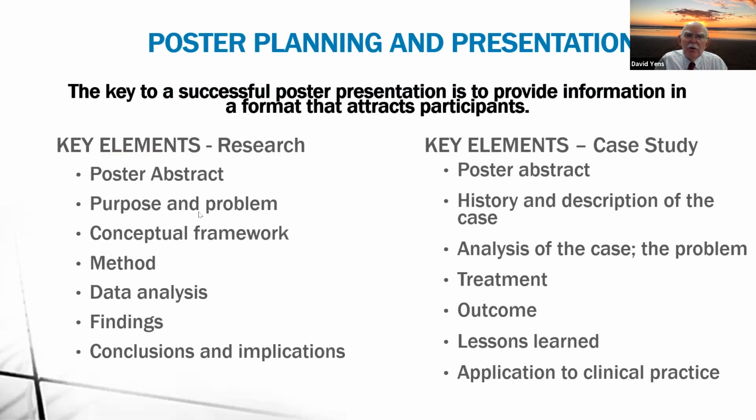So the key elements in research, you have to have a good abstract, good purpose and problem, conceptual framework, method, good data analysis, findings, conclusions. That's all part of the elements that you want for research. Case study, abstract, you want history, description of the case, background, the problem, treatments, outcome, lessons learned, application to clinical practice. For both of these, you want to draw conclusions that people will be able to use. Otherwise, why do they care, right? If it's not something that they can use, they're not going to bother. Okay, next one.